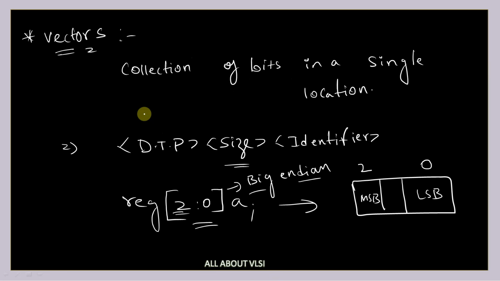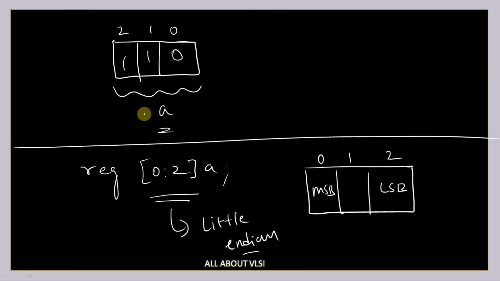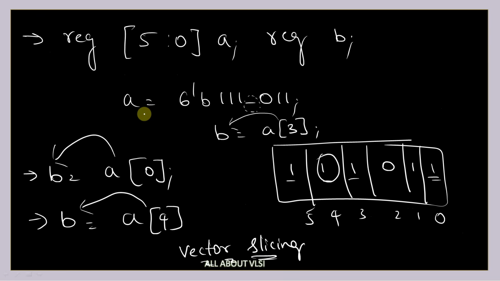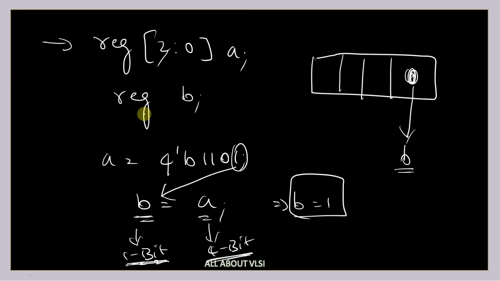After that, we started with vectors. For vectors, we have seen the definition and syntax, and we have also seen that the size can be declared in the big endian format and little endian format. We have seen how to declare vectors and what is meant by vector slicing. All these things we have discussed in our previous sessions.